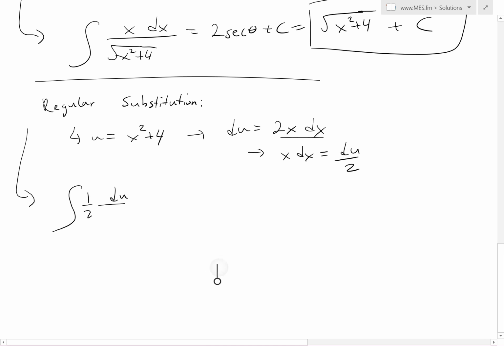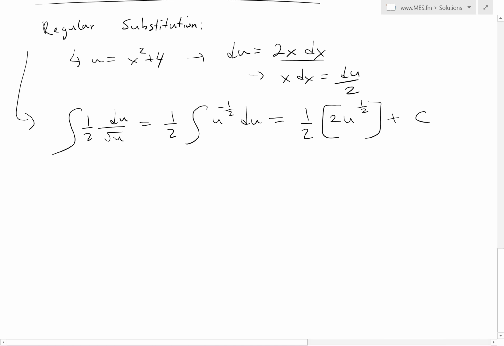And now the bottom is just the square root of u. To make it easier for integration, take the 1 over 2 out. So this is going to be u to the power of negative 1 over 2 du, and now we can just solve the integral. So this equals 1 over 2, and if we solve this, you have to add a 1 to the exponent, so that gets to a positive 1 over 2, and now we have to divide by 1 over 2, which is just multiplying by 2. So the 2's cancel. Then again you have to have a plus c, the constant.